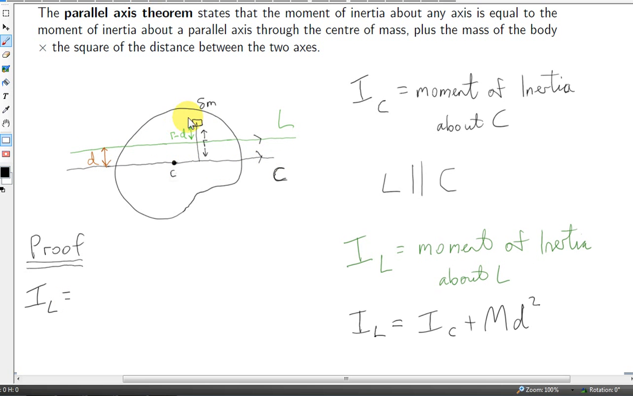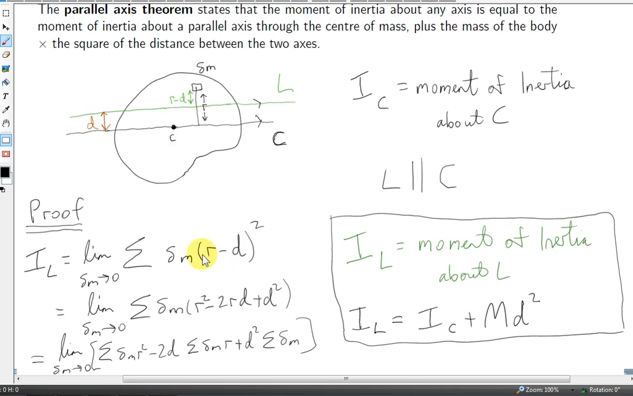Now, to get I_L, we have to take all such mass elements and get the sum of their moments of inertia about axis L. So we multiply the mass by the distance of it from the axis squared. Actually, to be more precise, we have to take the limit as delta m goes to 0. So this summation becomes an integral.